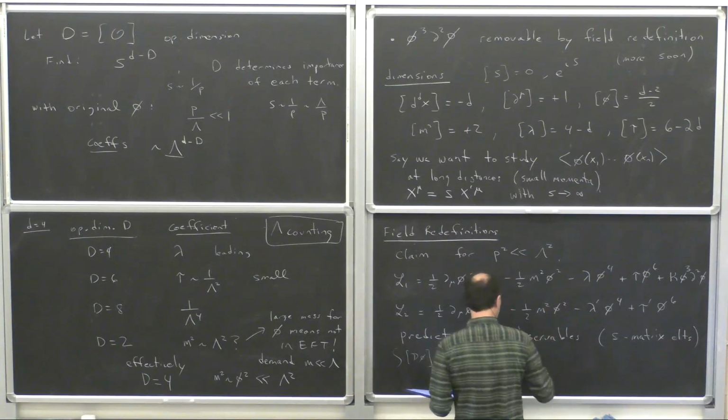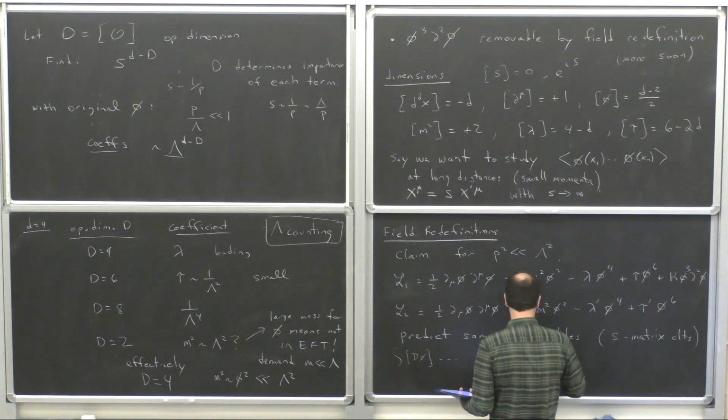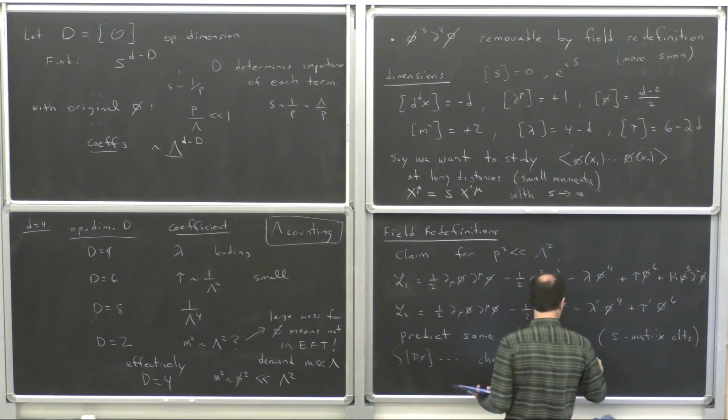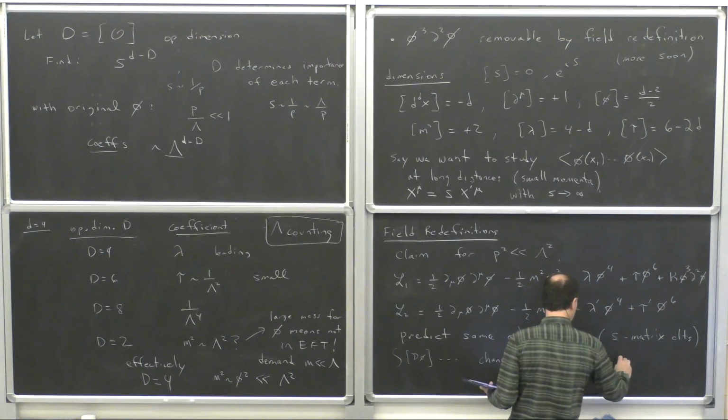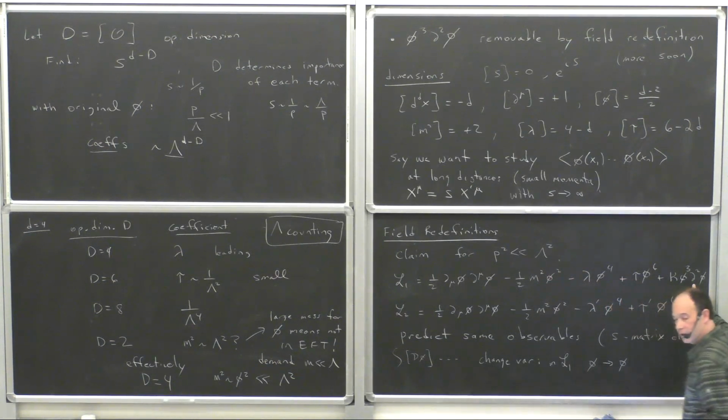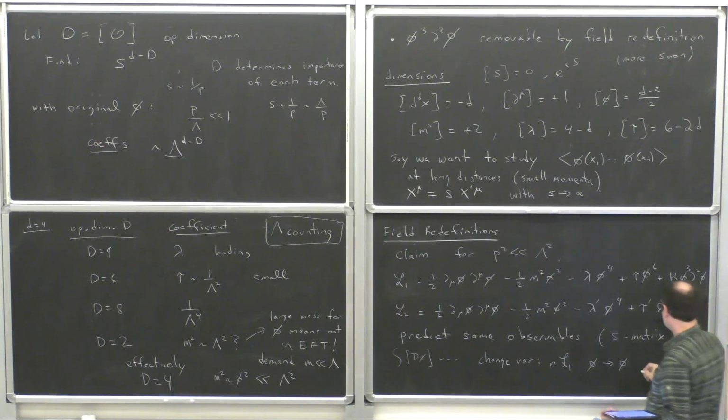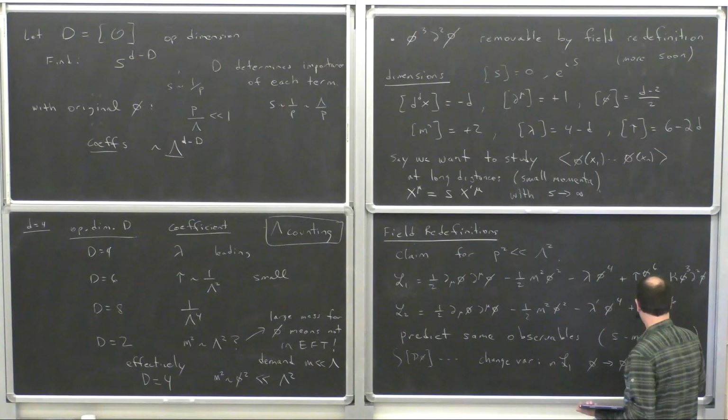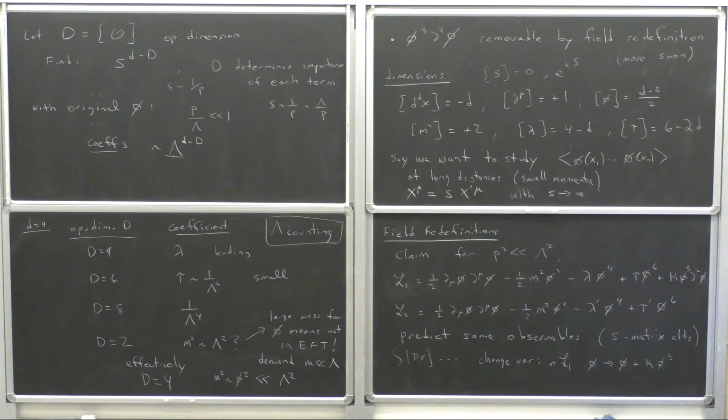So in this first theory, which is L1, I take phi, and I want to eliminate this term by the change of variable. And so what I'm going to do is I'm going to change phi goes to phi plus kappa phi cubed. And I claim that gets rid of this term.